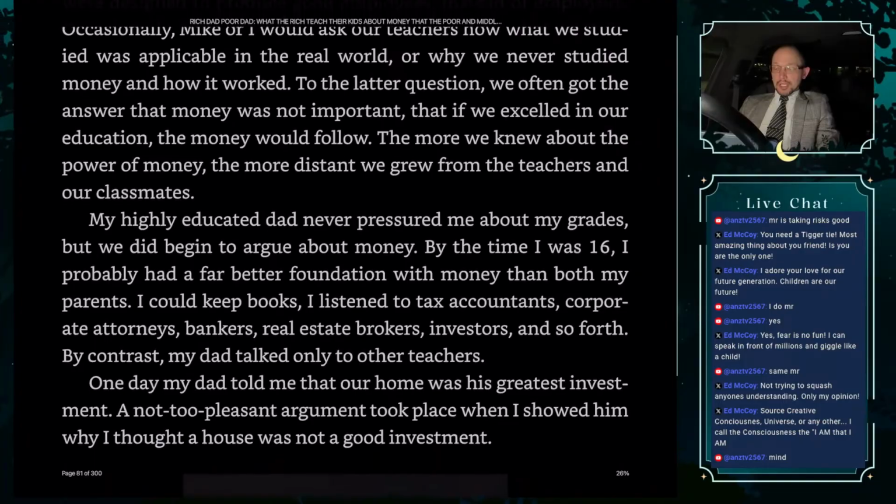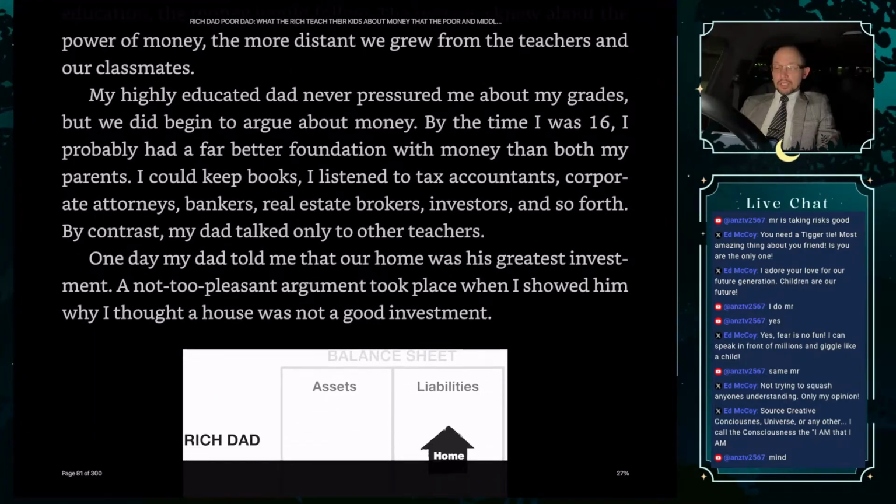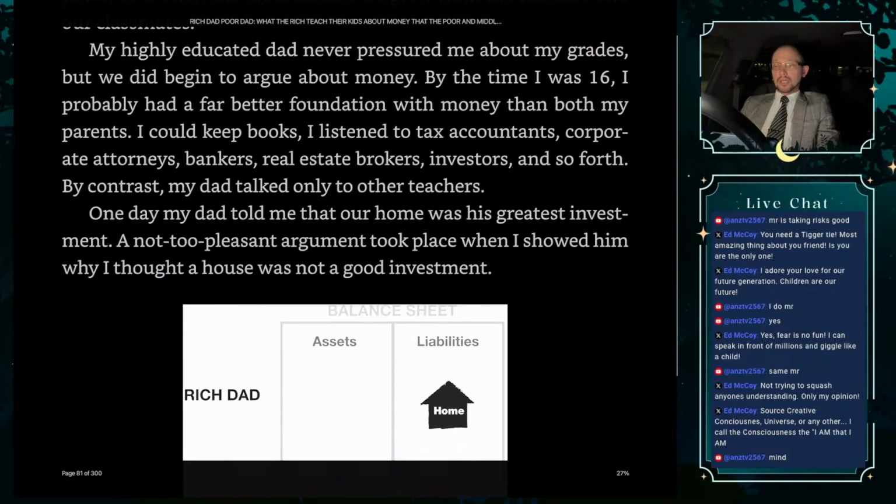My highly educated dad never pressured me about my grades, but we did begin to argue about money. By the time I was 16, I probably had a far better foundation with money than both my parents. I could keep books. I listened to tax accountants, corporate attorneys, bankers, real estate brokers, investors, and so forth. By contrast, my dad talked only to our teachers. One day, my dad told me that our home was his greatest investment. A not too pleasant argument took place when I showed him why I thought a house was not a good investment.